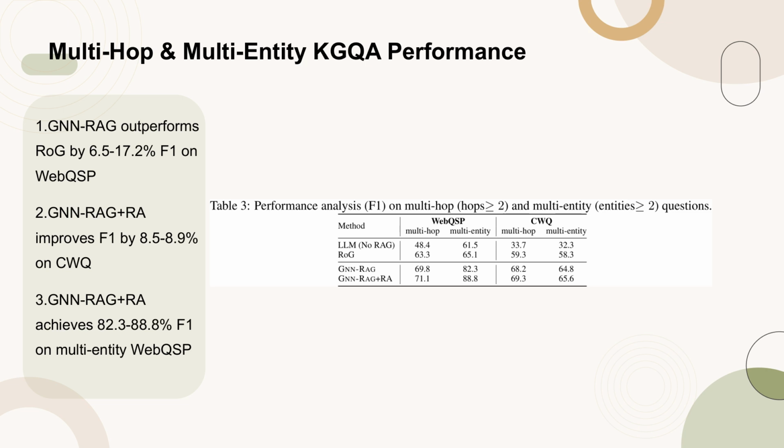Additionally, GNN-RAG plus RA, an enhanced version of GNN-RAG, shows further improvements, achieving an F1 score increase of 8.5 to 8.9% on the CWQ benchmark. Notably, GNN-RAG plus RA achieves impressive F1 scores of 82.3 to 88.8% on multi-entity questions in WebQSP, demonstrating its effectiveness in handling complex graph information and multiple question entities.